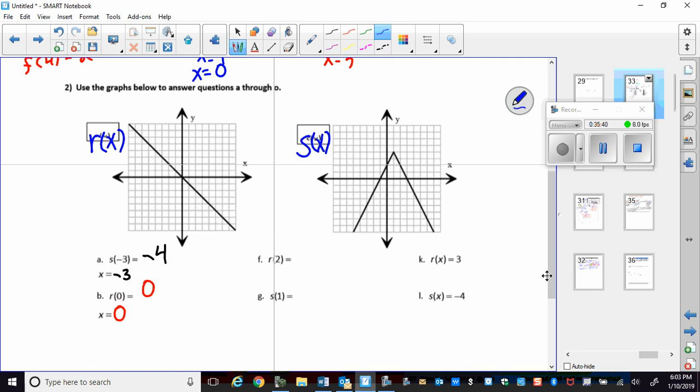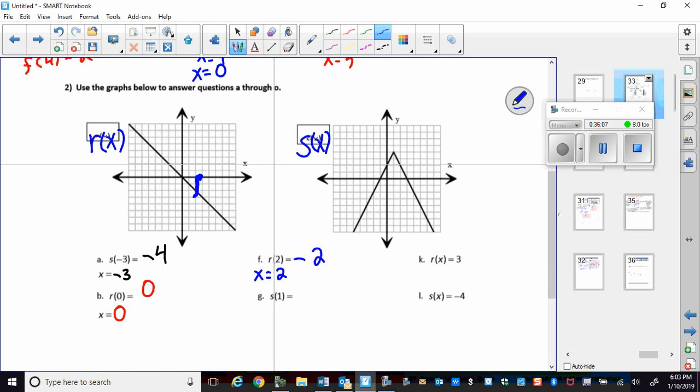So for r sub 2, x equals 2. So I'm going to go to 2 and go up to this graph. This y value here is equal to 2. Oh, sorry, wrong graph. We've got to be careful. We're looking at the r sub 2 graph. So right over to 2, and I go down to the graph that equals -2.